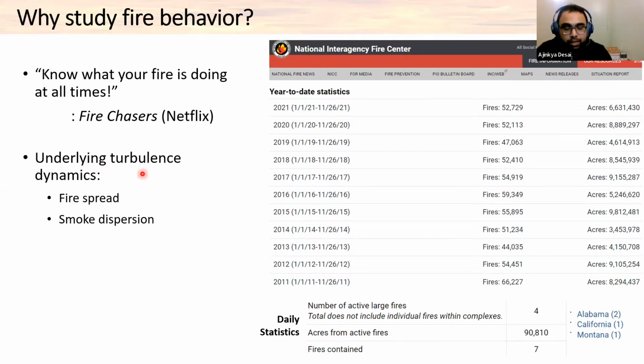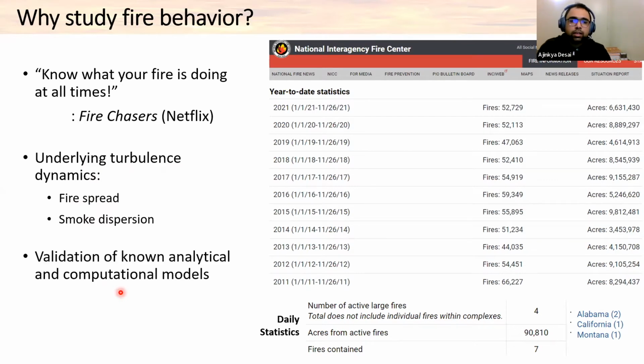From a fluid mechanics point of view, we want to understand how the turbulence engendered from fire-atmosphere interaction governs the spread of the fire and the dispersion of smoke. This is important in the context of visibility for those trying to manage the fire, and also air quality, which in turn affects human health for those living in a fire-prone region. We also want to investigate the validity of the existing analytical and computational models, so we look at some experimental data in order to do that.